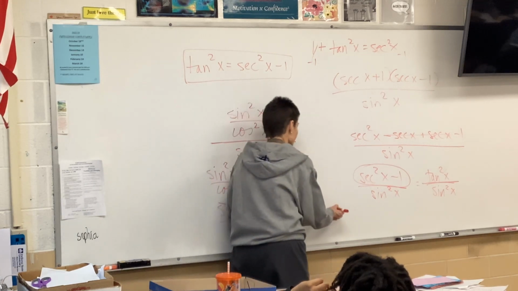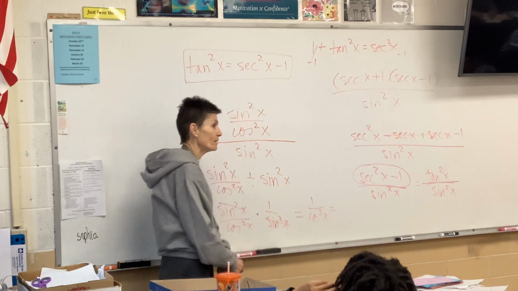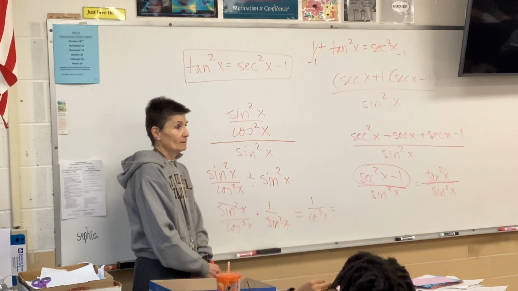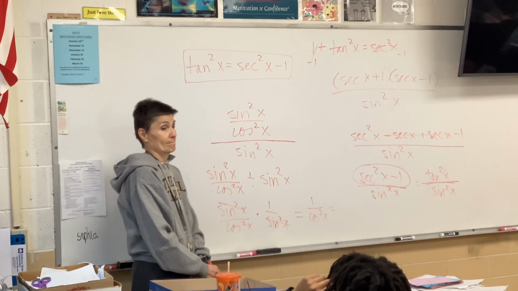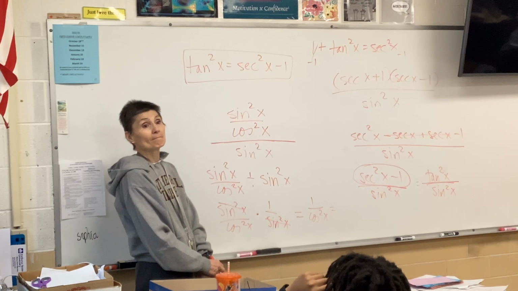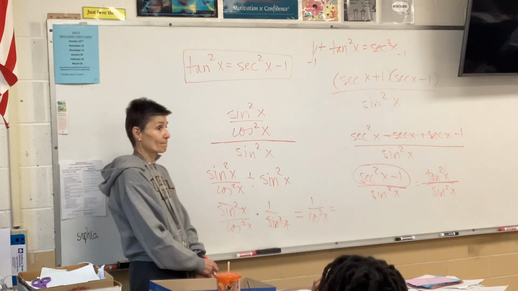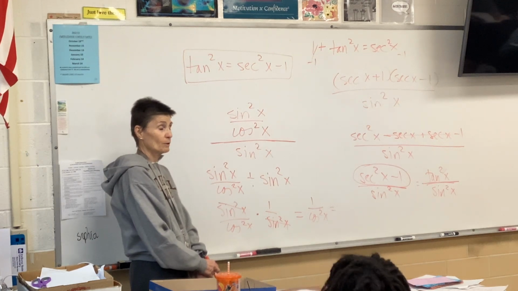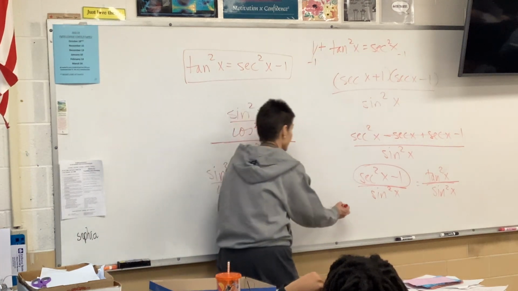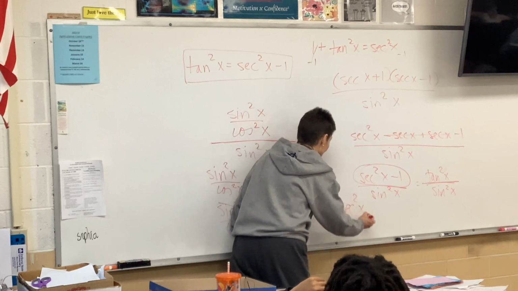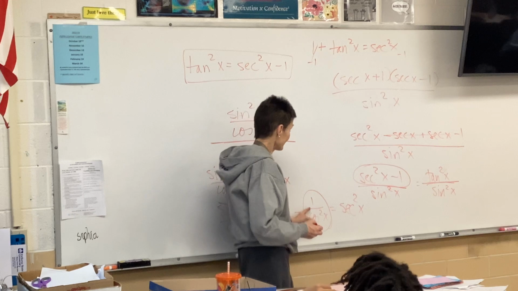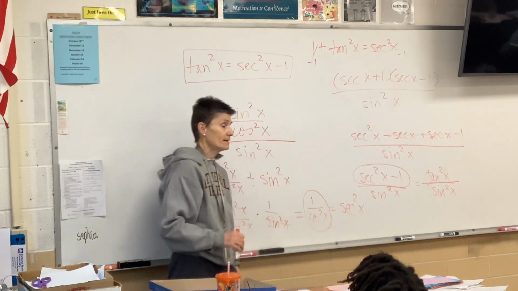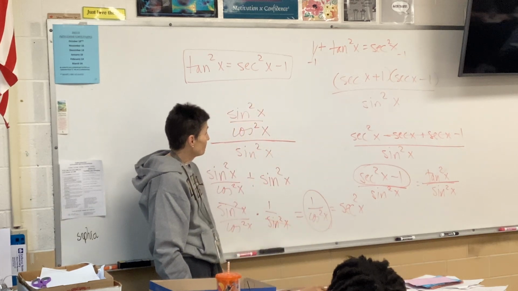Maybe a little extra if somebody recognizes what we know about 1 over cosine. What's 1 over cosine? No, not -1. What's the reciprocal of cosine? 1 over cosine is secant. So this is perfectly okay, but if you recognize that 1 over cosine is secant, that is even better.